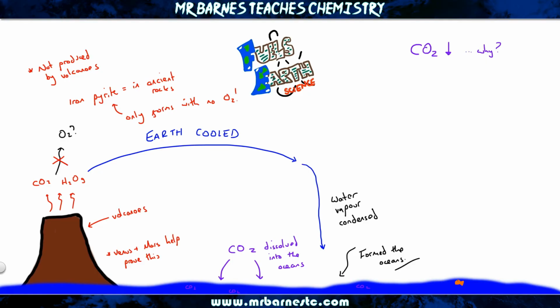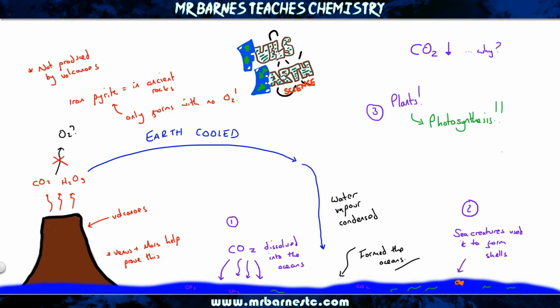And then sea creatures evolved and they took in that carbon dioxide. They used it to form their shells. As they did that, the amount of carbon dioxide in the water went down, so more carbon dioxide could then be dissolved into the oceans. And then finally, plants started to evolve. You've guessed it, photosynthesis occurred. So carbon dioxide was taken in and oxygen was produced.